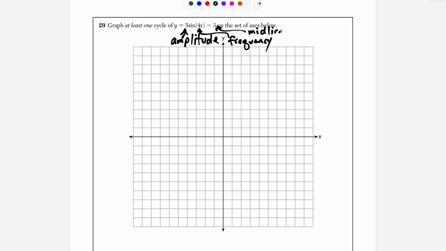So I use all of this information to get a nice graph below. So first I like to do the midline. We have a midline at -3. So that's down here at -1, 2, 3. So I'm just going to draw in, we have a midline over here like this.